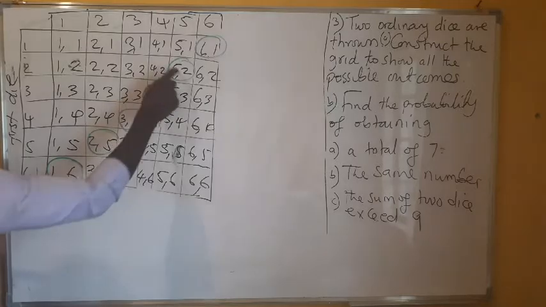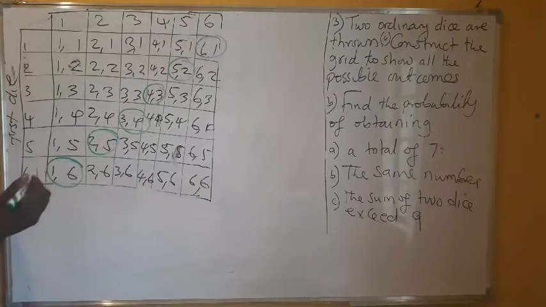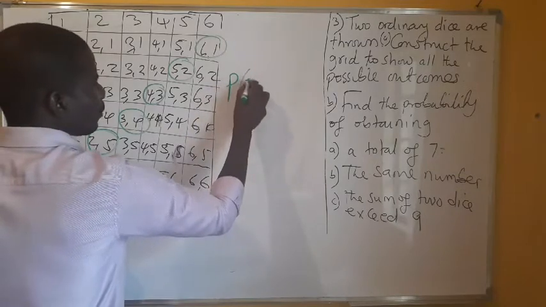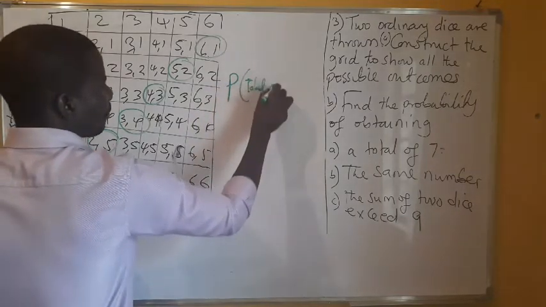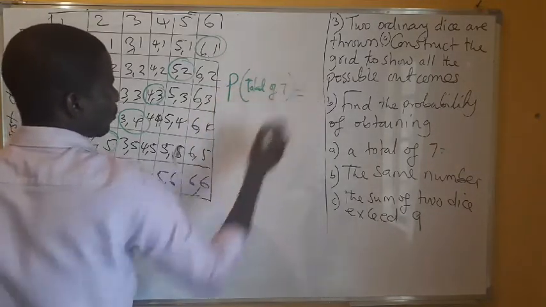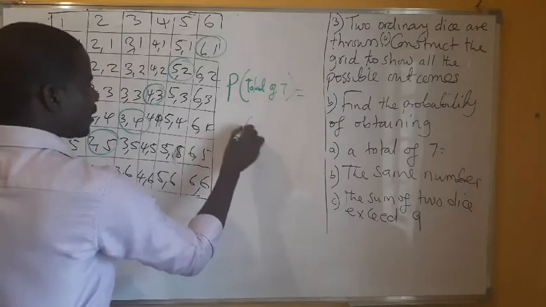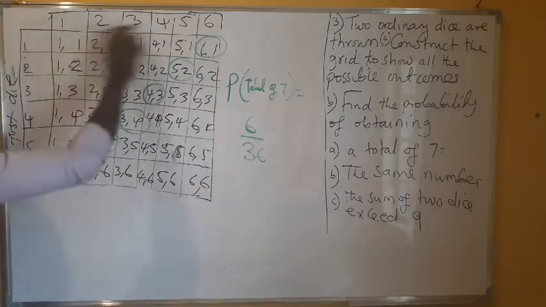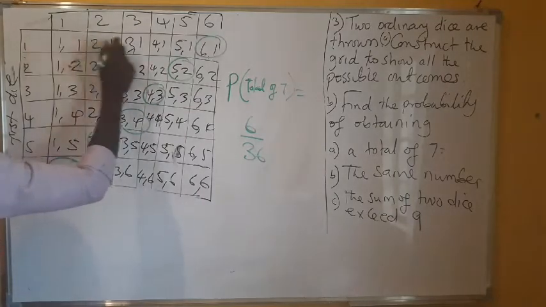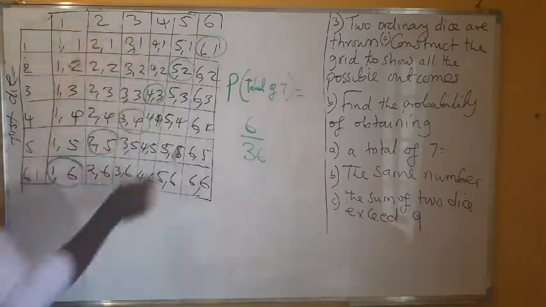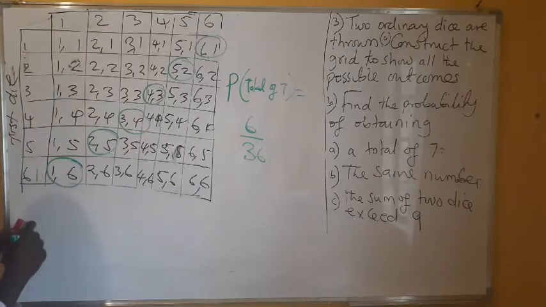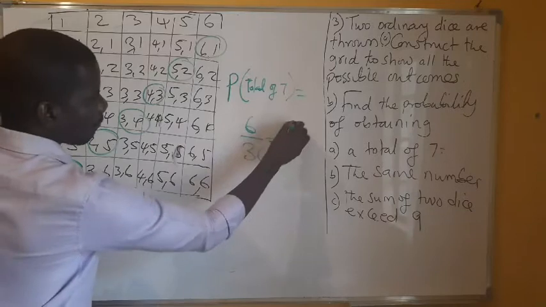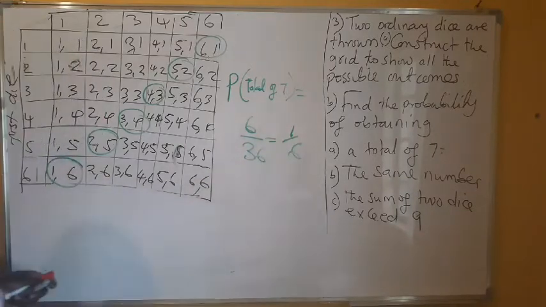1, 2, 3, 4, 5, 6. Okay? So this is going to give us the probability of getting the total of 7, which is equal to 6 over 36. There are 36 possible outcomes here. Please don't include the numbers, just all the possible outcomes. There are 36. Then you simplify this to give you 1 over 6.